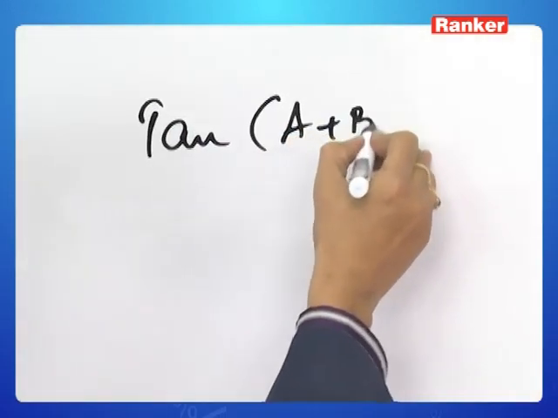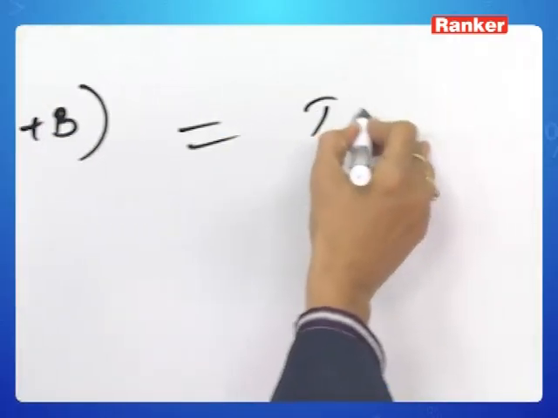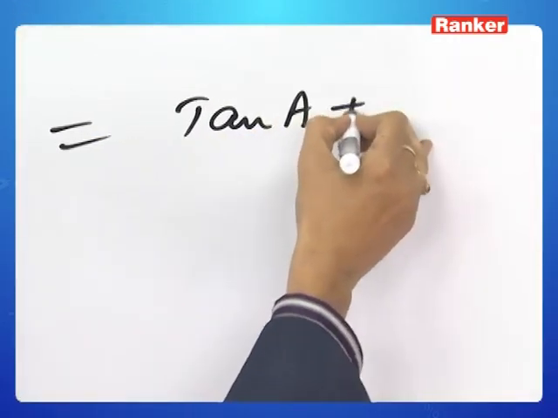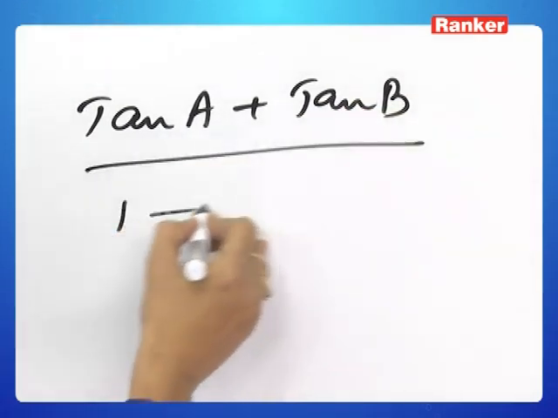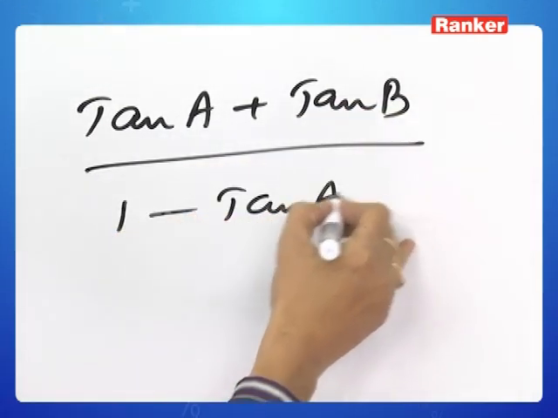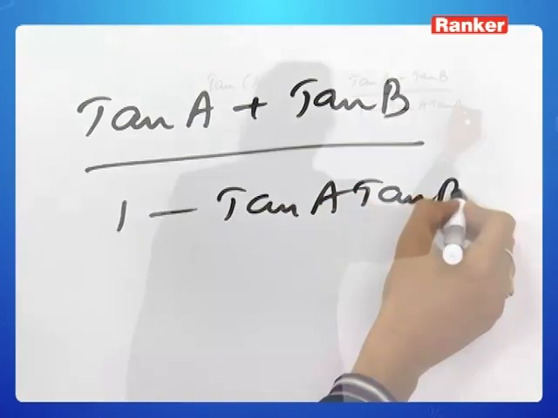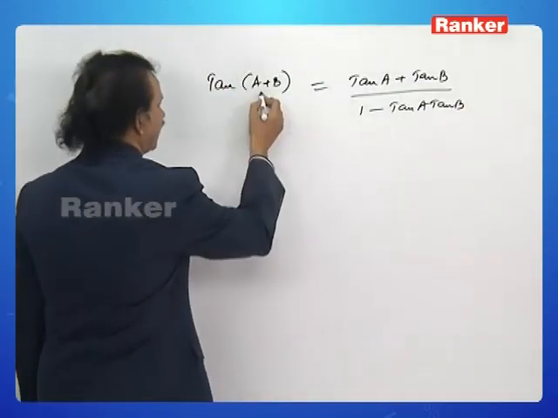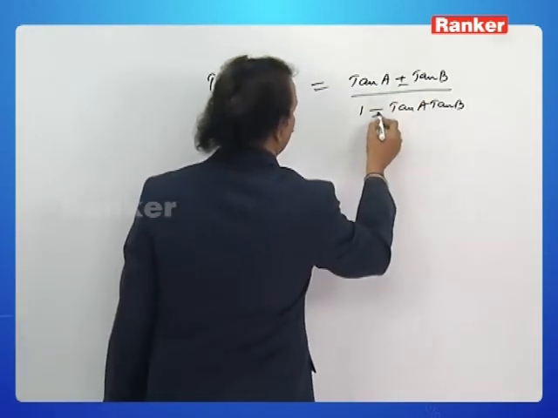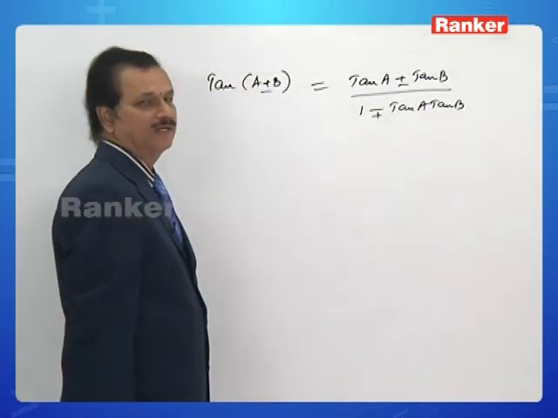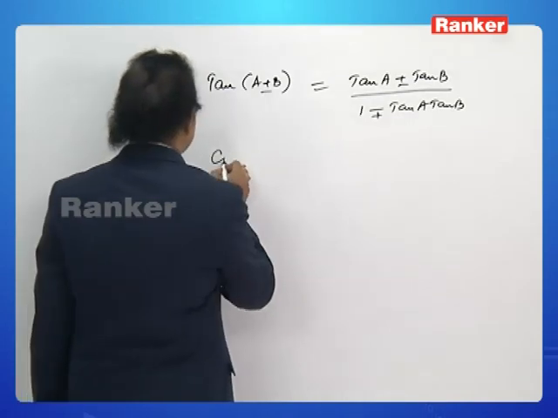Again, tan of a plus b. What is tan of a plus b? This is equal to tan a plus tan b by 1 minus tan a tan b. And tan of a minus b is equal to tan a minus tan b by 1 plus tan a tan b. Good. Cot of a plus b.